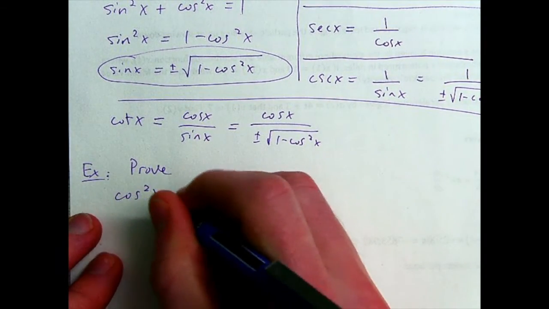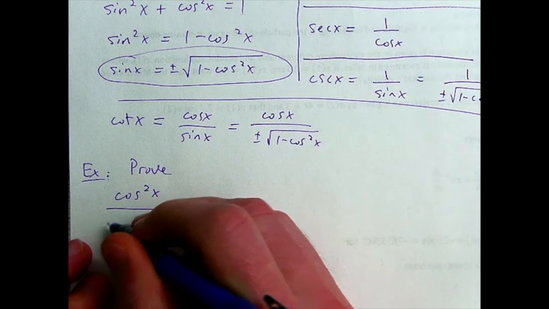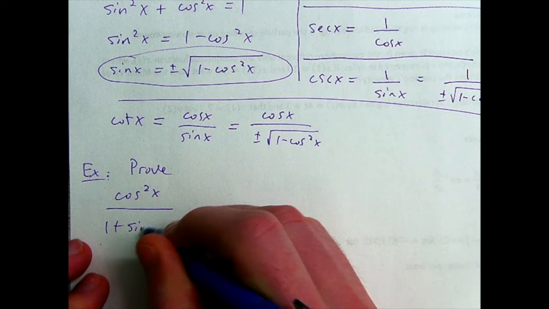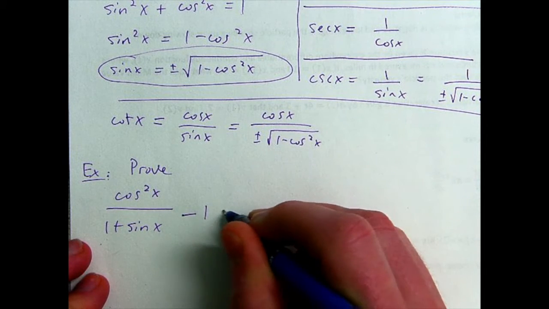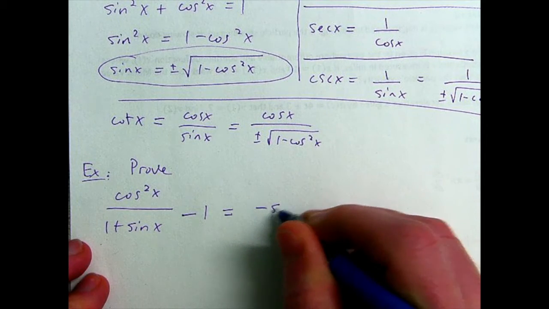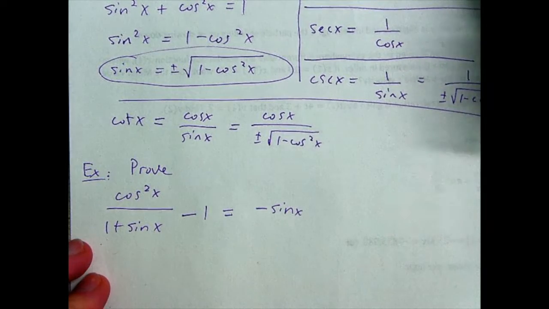Cosine squared x over 1 plus sine of x minus 1 is equal to negative sine of x.